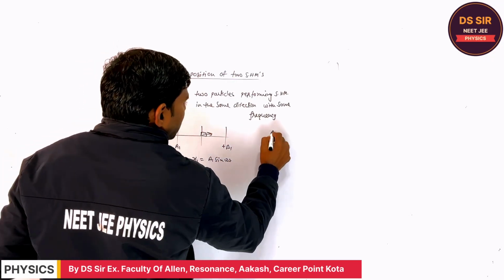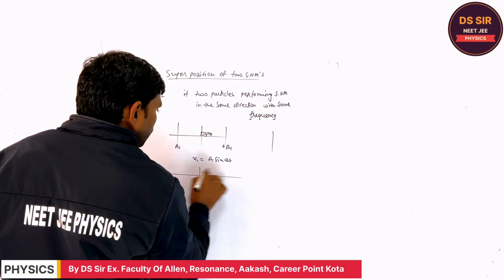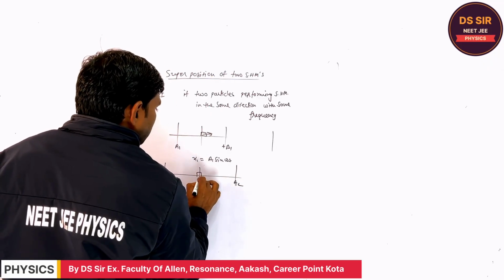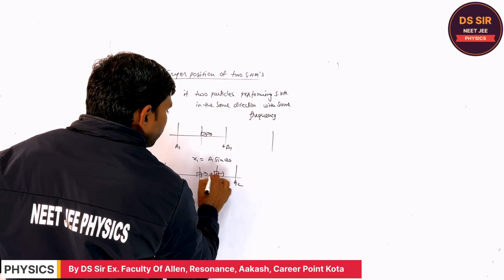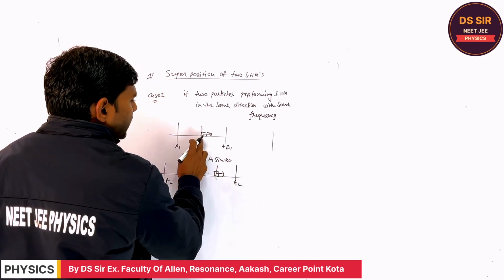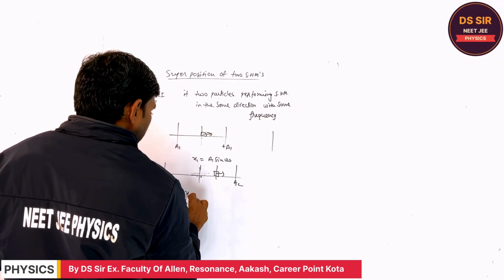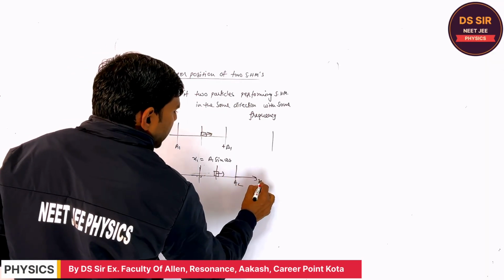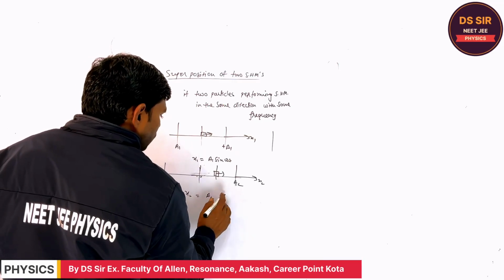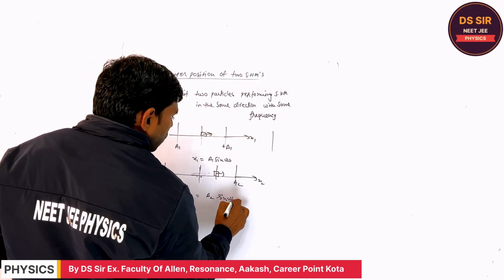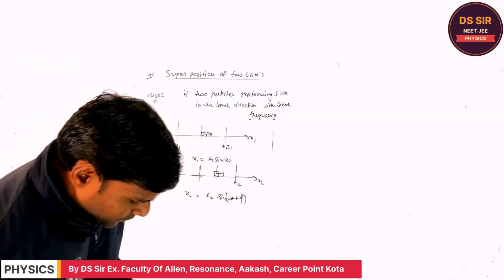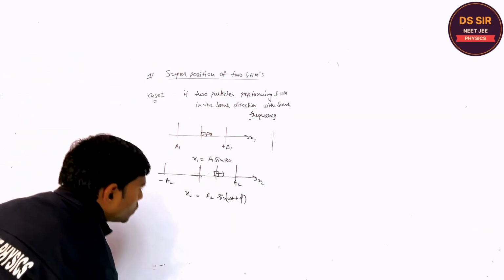The other particle is also performing SHM. Its amplitude may be different, and the phase may be a little bit different. So suppose this is x2, and this is x1. x2 is a2 sine omega t plus phi. Is it clear or not, you tell? Fine.